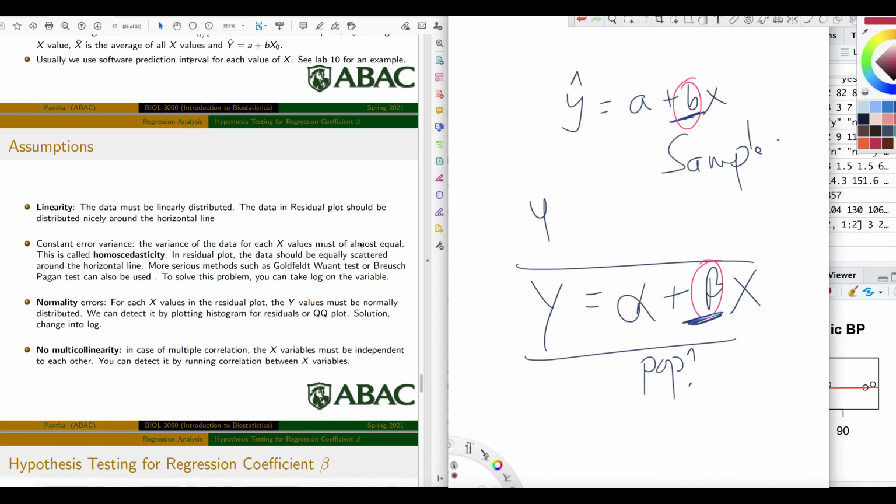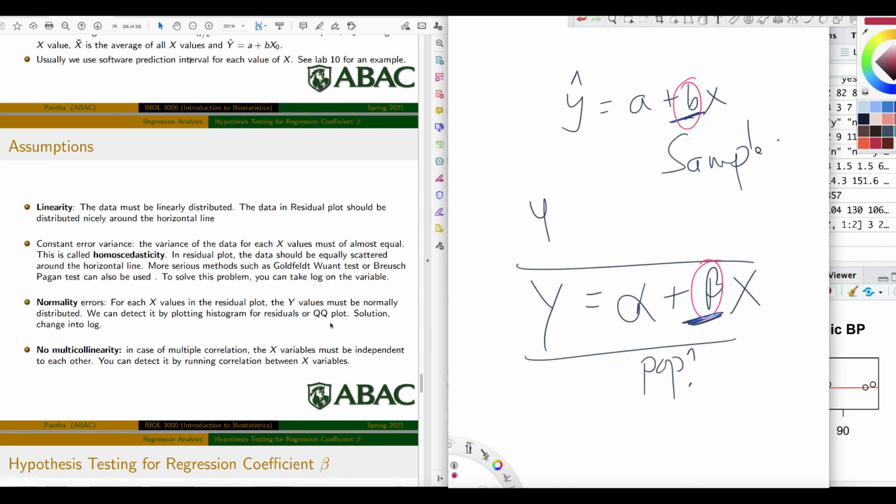Next is the normality of the errors. For each x value in the residual plot, the y values must be normally distributed. We can detect it by plotting the histogram of the residuals or the residual QQ plot to test the normality. As a solution, if you find that normality is violated, you can transform the data into the log.